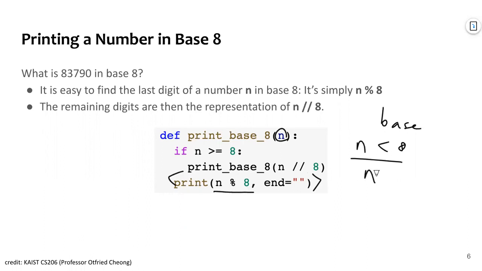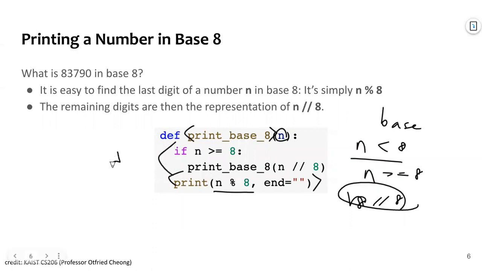And if n is larger than or equal to 8, then we divide this number by 8 and then pass the remaining one to the print base 8 function itself. All right. So this is the base case, and this is how we divide our big problem into smaller ones.